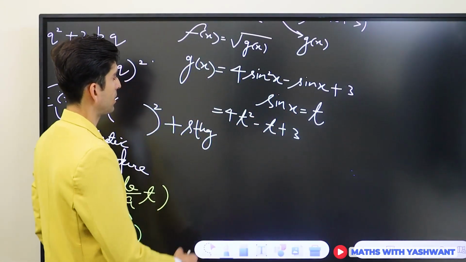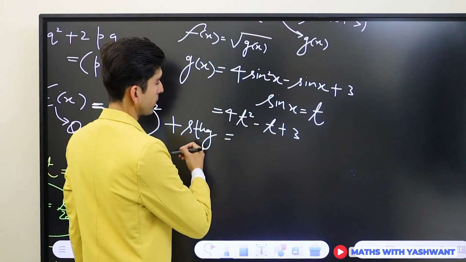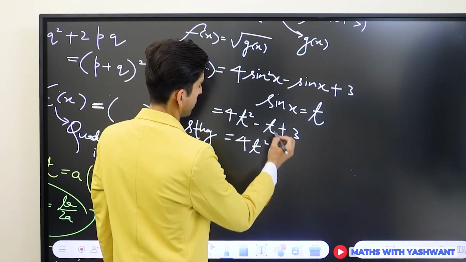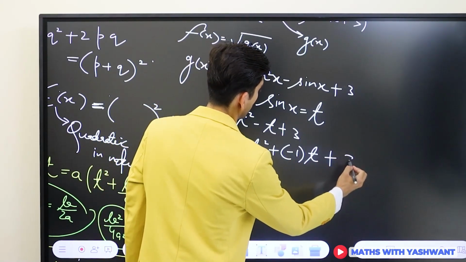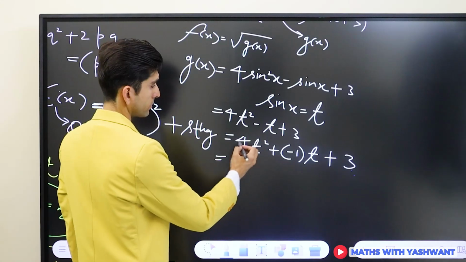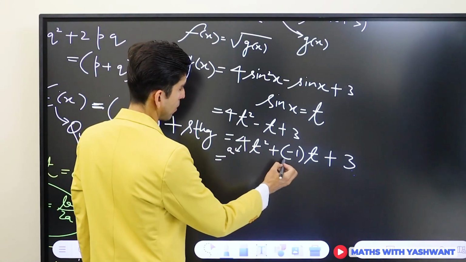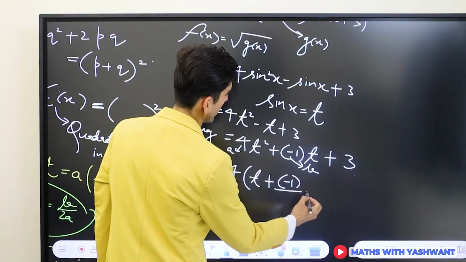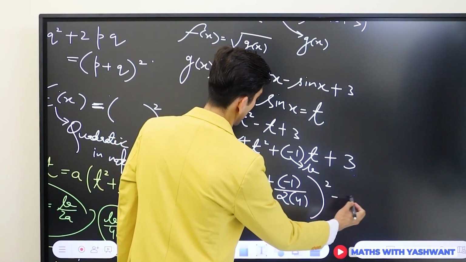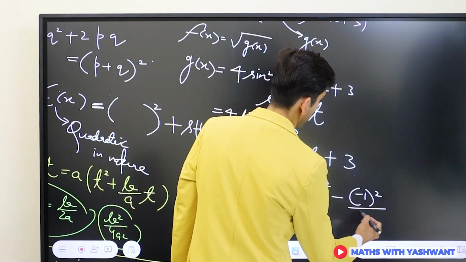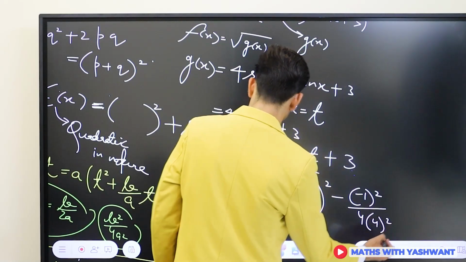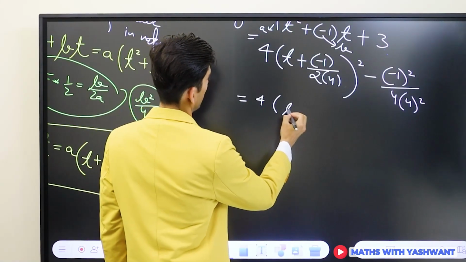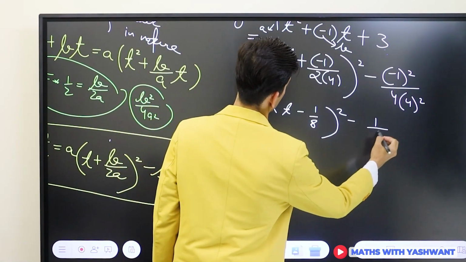So we have 4d squared minus t plus 3, and let's write it in a way so that we can easily see the values of a and b. So we have 4d squared, and for negative t, we can write negative 1 into t plus 3. The value of a is 4 and the value of b is negative 1. So we write a times t plus b by 2a, where a is 4, whole square, minus b square upon 4a, so we have 4 into t minus 1 by 8 whole square minus 1 by 64.